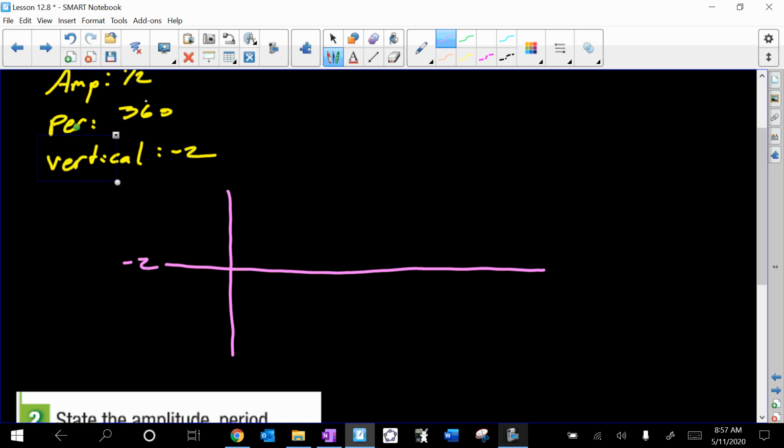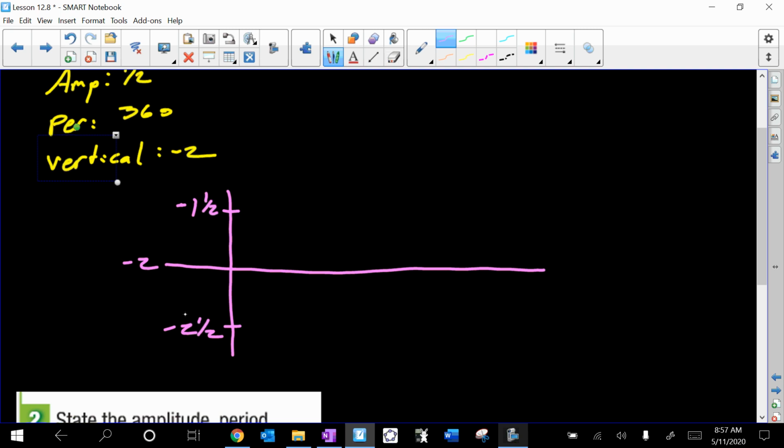And now our amplitude, we're going to say we're going to go up 1/2 from -2 and down 1/2. So if I take -2 plus 1/2, that's going to get us -1.5. And then if I take -2 and subtract 1/2, that would get me -2.5. Okay, that's the difference when we're dealing with a vertical shift now. We're no longer at y equals 0 for the equation of our midline. We're now at whatever our vertical shift was. In this case, we moved down 2.